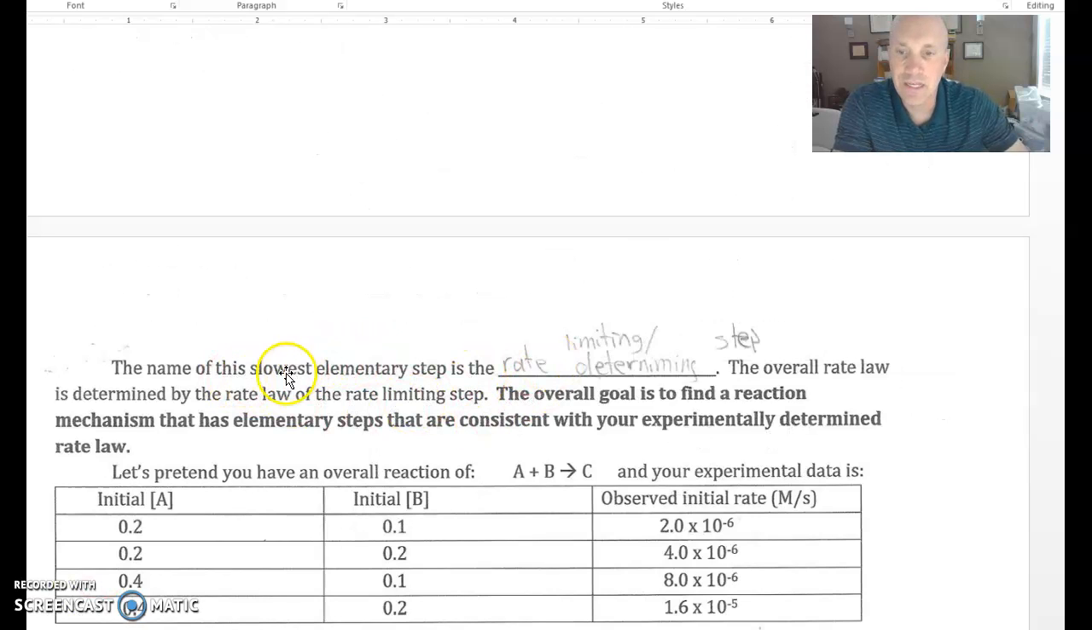So the name for this in a chemical reaction is called the rate limiting step or the rate determining step. I've heard both of those used interchangeably. And the reason they call it that is that's eventually what determines the overall rate.